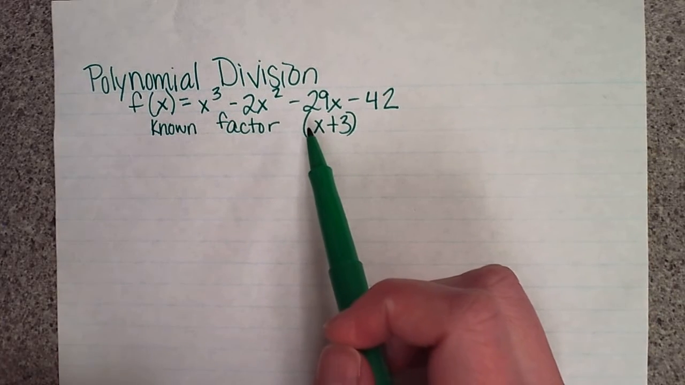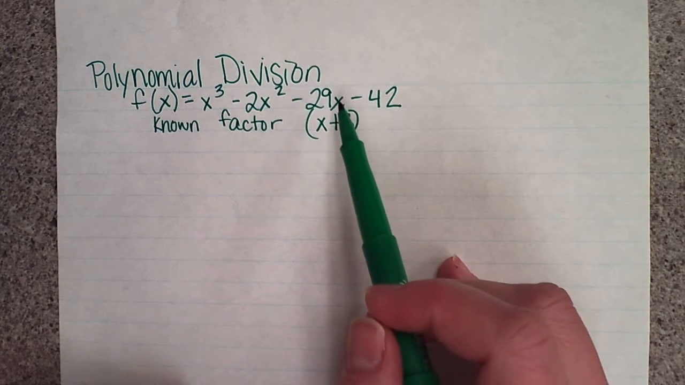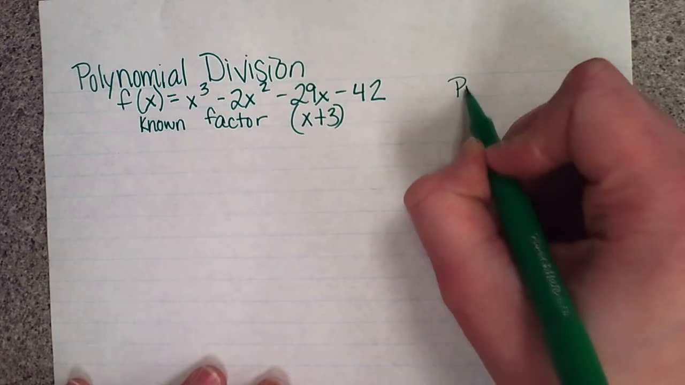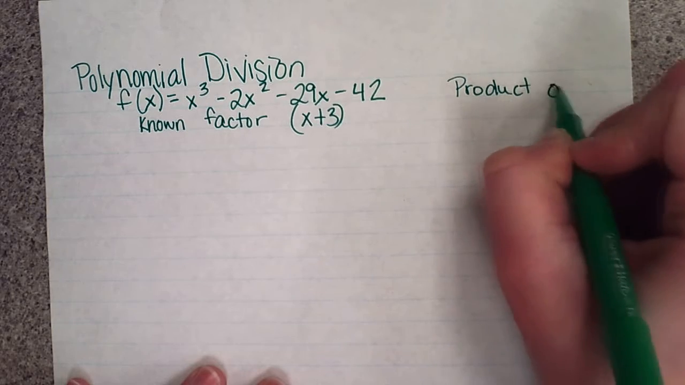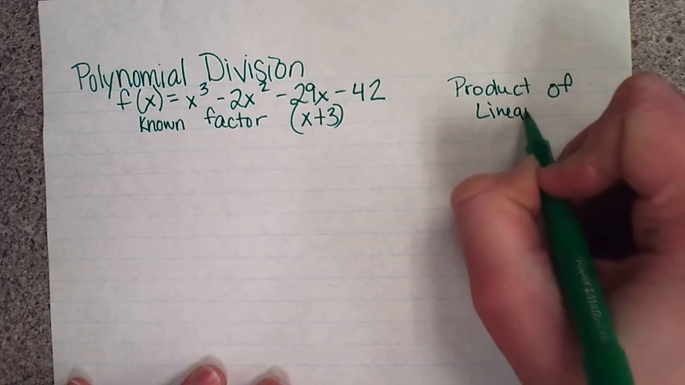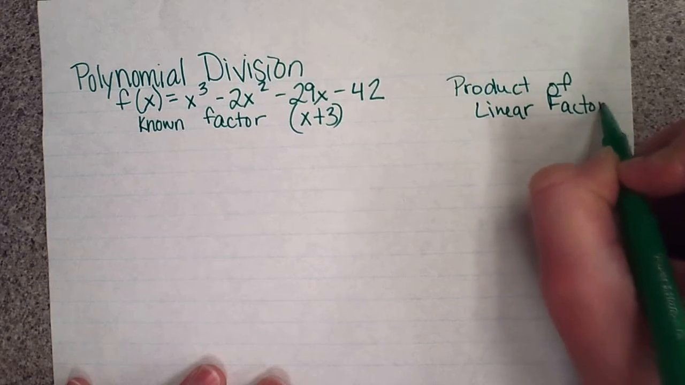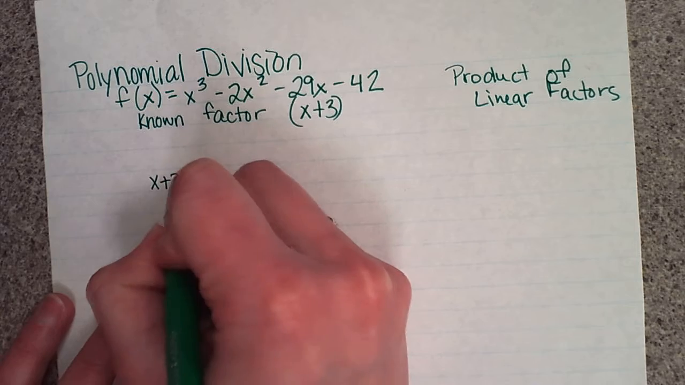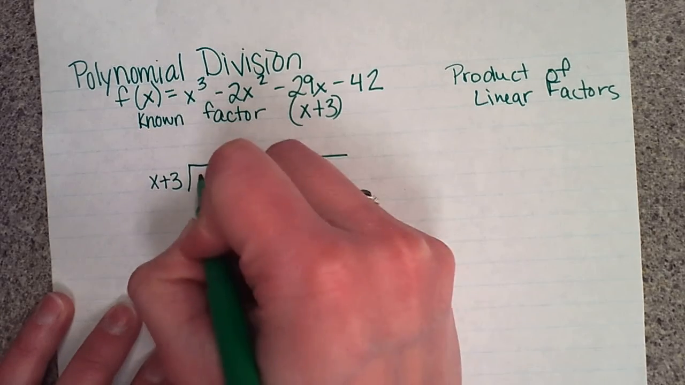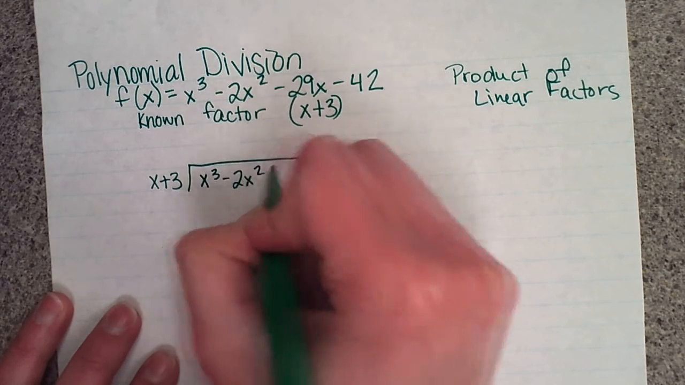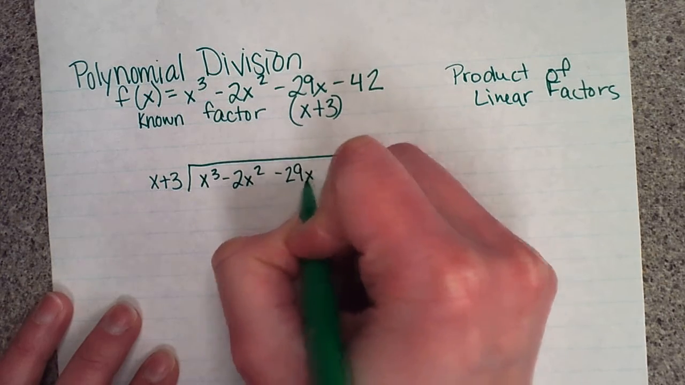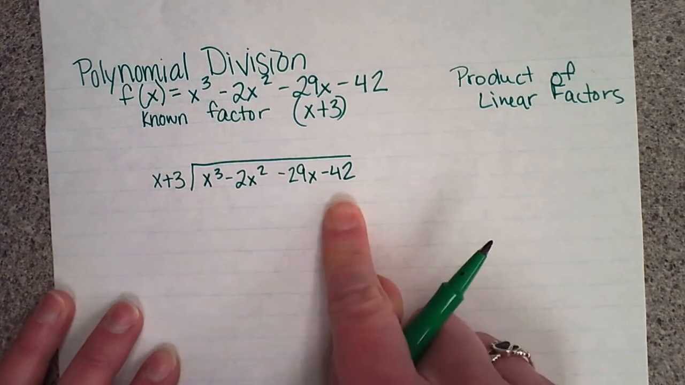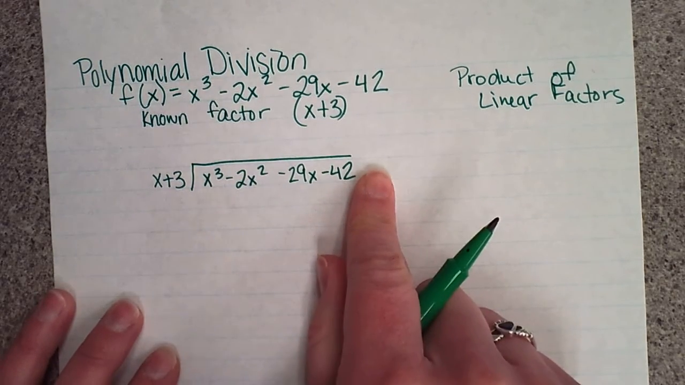So what I'm going to end up doing is rewriting this polynomial as a product of three linear factors. Product of linear factors is my goal. And I'm going to use polynomial long division to do that. Okay, so I'm going to have x plus 3 as my divisor. And since it's in standard form without missing any terms, I can write it as is. I don't have to put in any placeholder zeros.